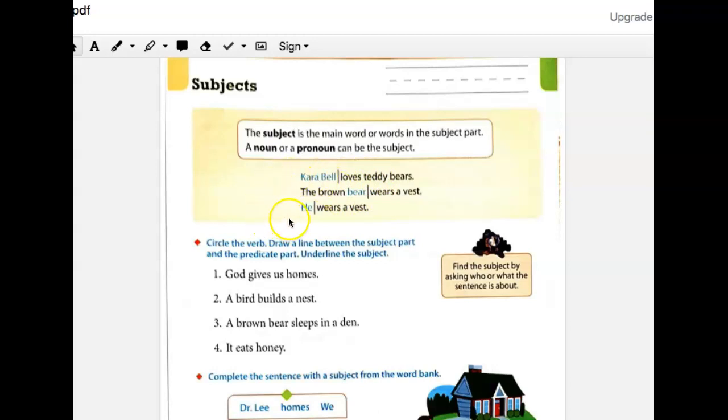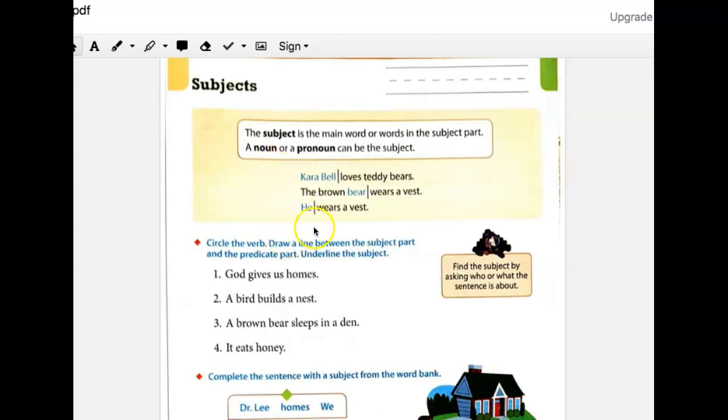Then we have the third sentence, he wears a vest. What's the subject? The subject and the subject part is the word he. He is the only word that represents the subject and the subject part.